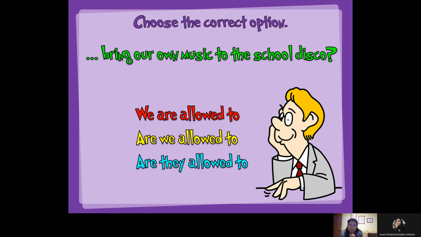Remember, mustn't for prohibitions. And remember, doesn't have to when something is not necessary to do. In an affirmative way, have to or has to is for rules and laws. Cuando estamos hablando de las leyes, de las reglas, do, have or has to. Okay? Must for personal obligations. Mustn't for prohibitions. Doesn't have to, don't have to for something that is not necessary to do.